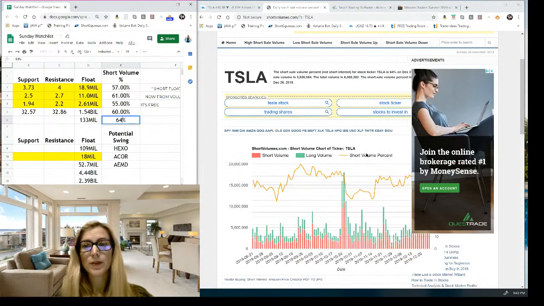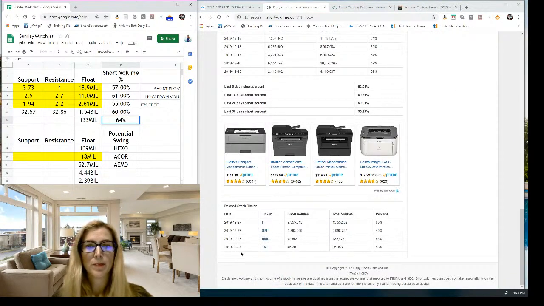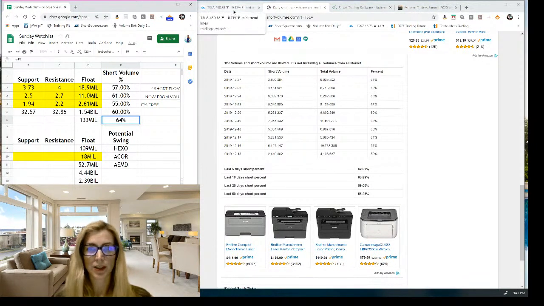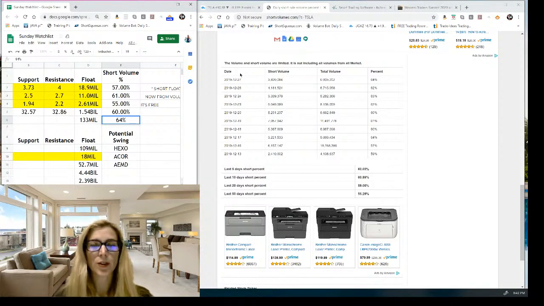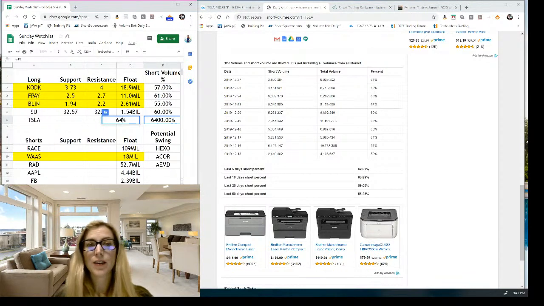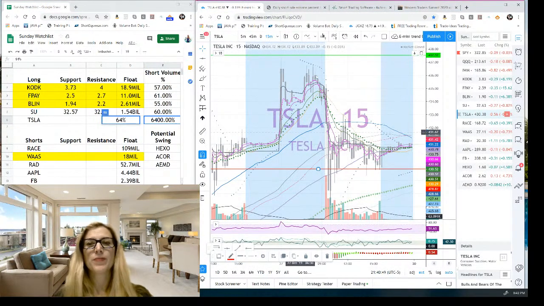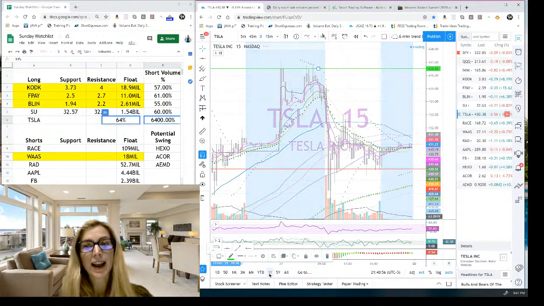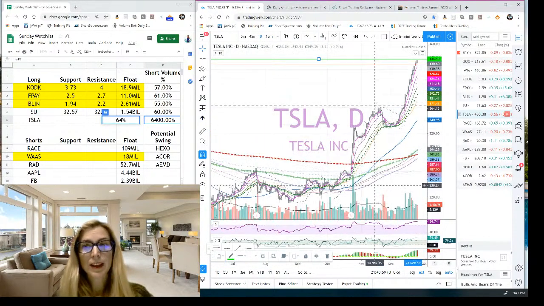For the past 50 days, there's been an average of 55% short volume for Tesla. The shorts keep adding and adding. Look at this: all last week, the past 10 days, it was 60% short volume. The past 5 days, 62% short volume. These shorts are getting very, very stubborn with Tesla. As the saying goes, the market can act irrational longer than you can stay solvent. So these shorts that keep adding might really get quite burned.